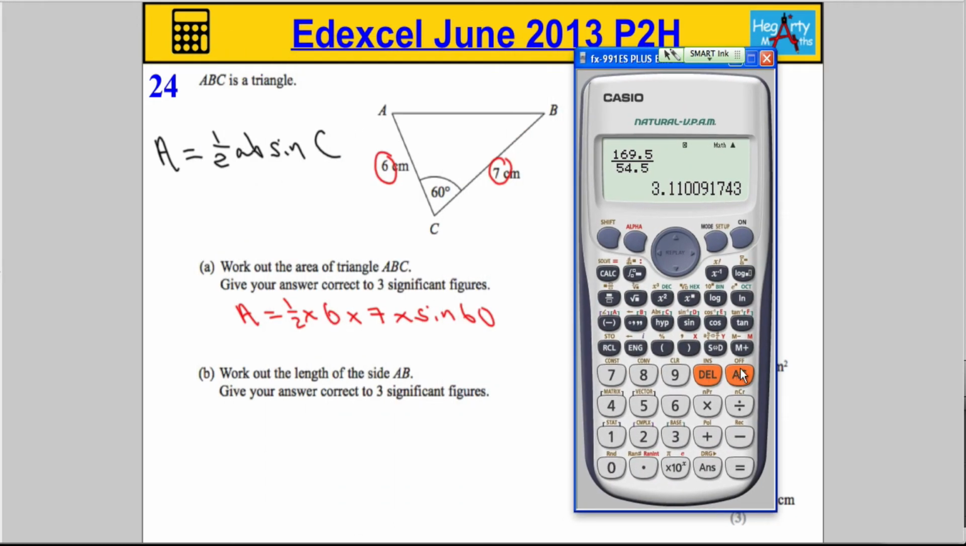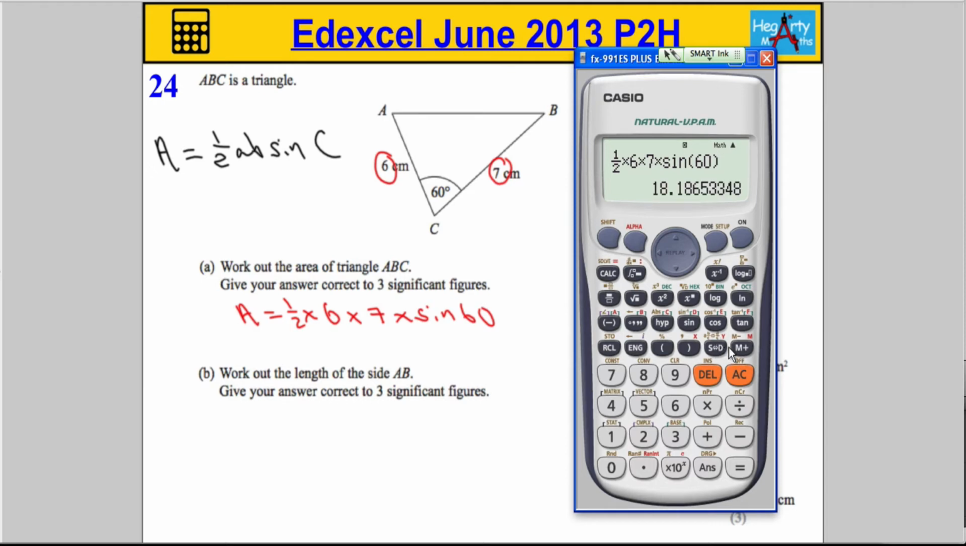and let's just get those values in. So we're doing a half times 6 times 7 times sine of the angle in between, 60, close off your brackets, and the answer comes out as 21 root 3 over 2. That's no good to me.